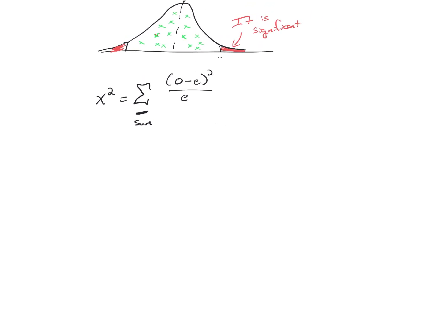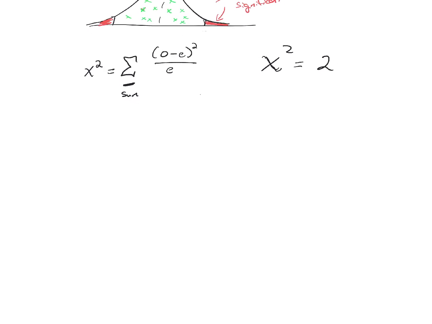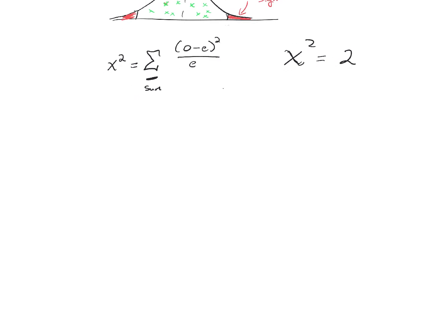Now that is a chi-square. Chi is a Greek letter. It is not the square of anything. You can't take the square root of chi-square, so don't do that. Chi-square is a number. It's some number. In this case, you all calculated 2 for your example. That is 2. Now how many different possibilities did you have?